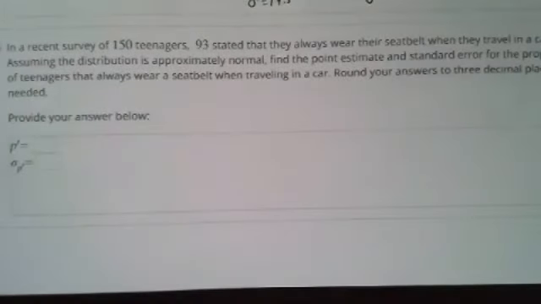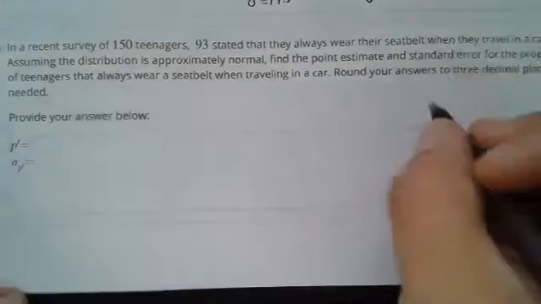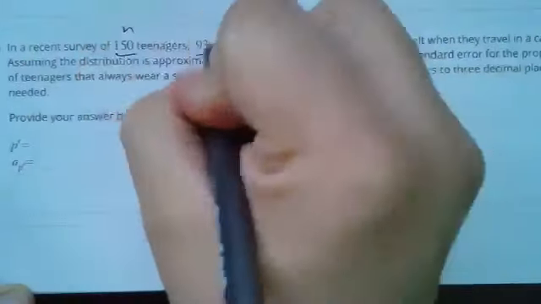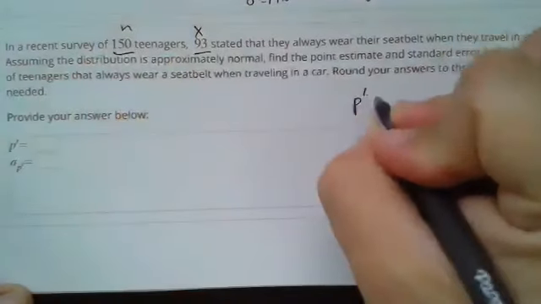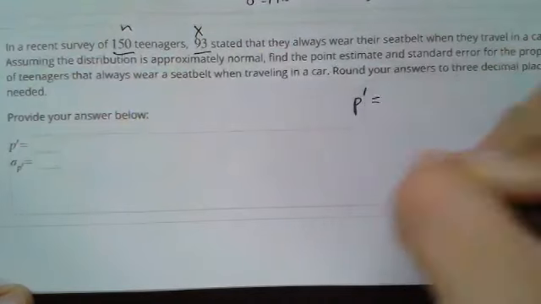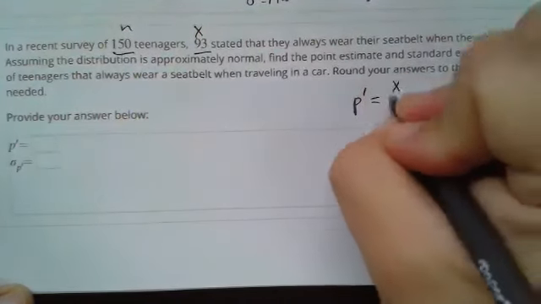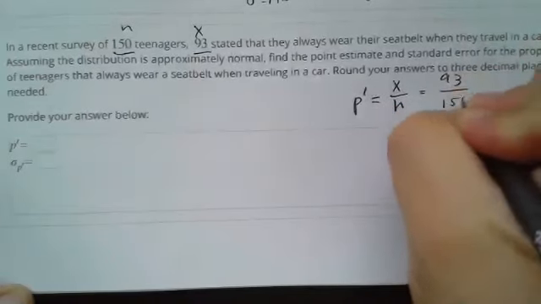Okay, and then we have here, in a recent survey of 150 teenagers, 93 stated that they always wear their seatbelt when they travel in a car. Assuming the distribution is approximately normal, find the point estimate and standard error. Okay, so we need to find our point estimate, and then we need to find our standard error. That has to do with sample proportions. But we're given n and we're given x, okay? So remember that the point estimate, or in other words, the sample proportion is x over n. So that's 93 over 150.